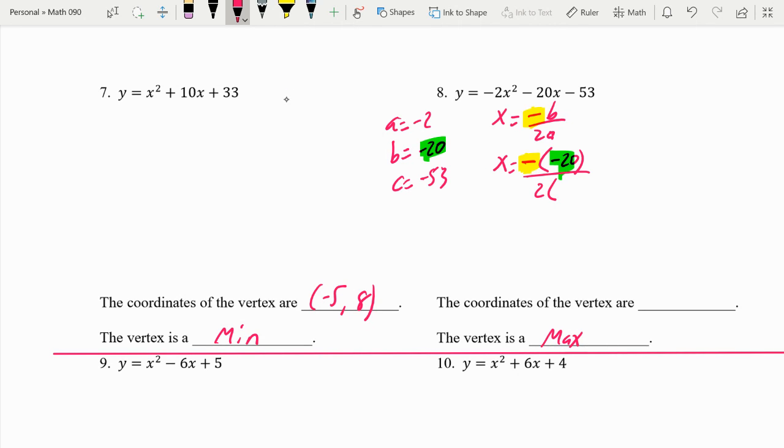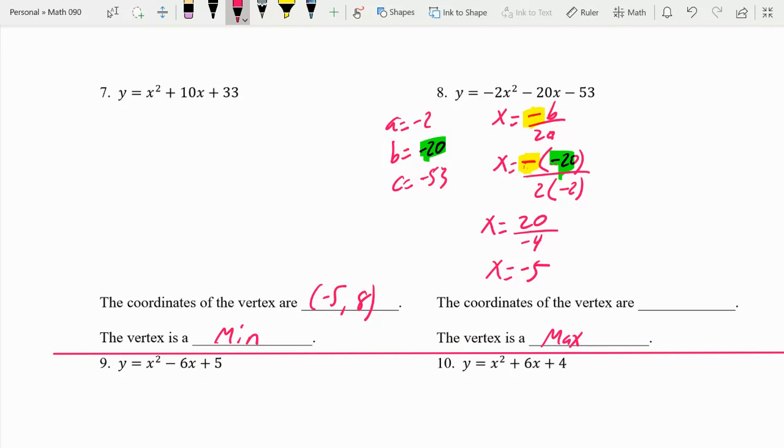Divided by 2 times negative 2. All right. Hopefully I don't have to highlight A. Hopefully you guys are okay with that. I just wanted to make sure I highlighted all the negatives so you guys don't mess that up. Two negatives up here, two negatives give me a positive 20 over negative 4. X is equal to negative 5.